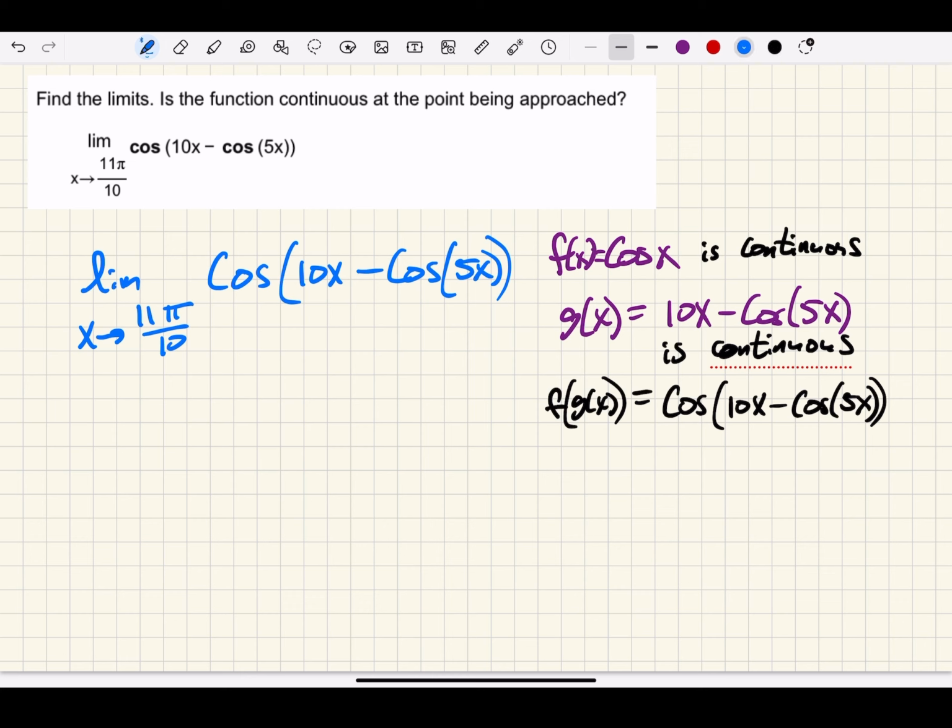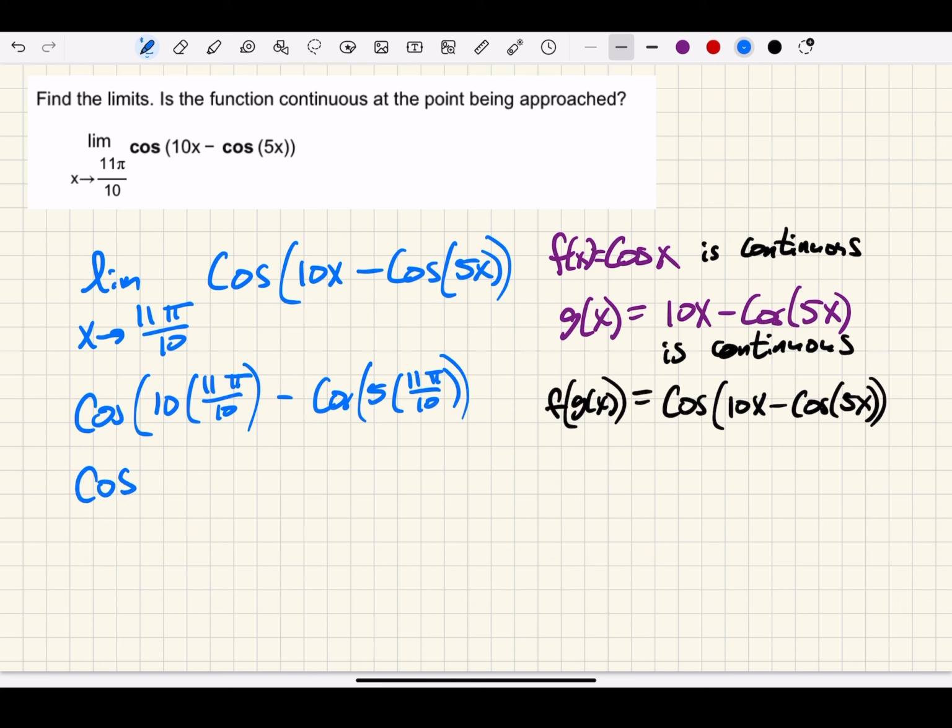So this limit then would be the cosine of 10 times 11 pi over 10 minus the cosine of 5 times 11 pi over 10. So we have the cosine of, the 10s would cancel, 11 pi minus, and then the 5 and the 10 are going to make a 2 in the denominator. So we have the cosine of 11 pi over 2.